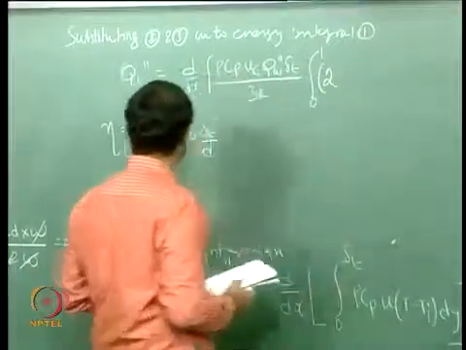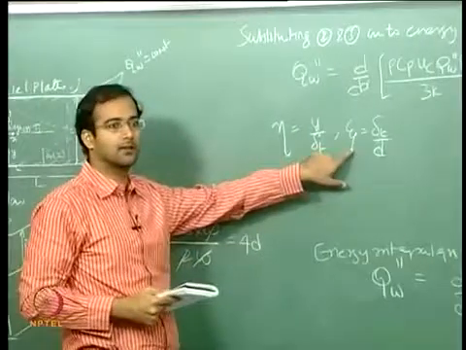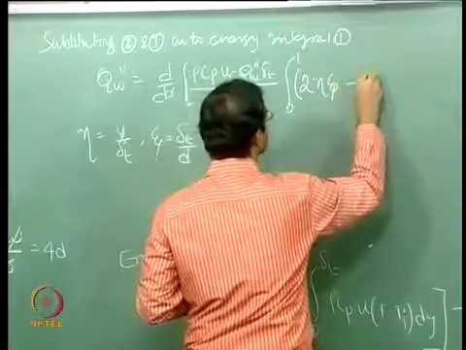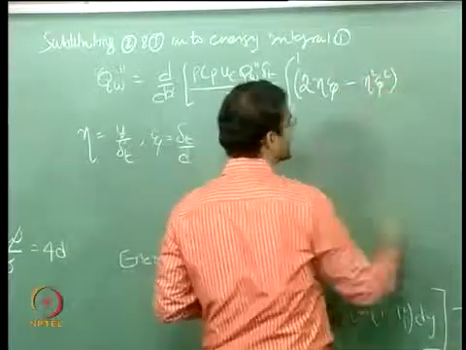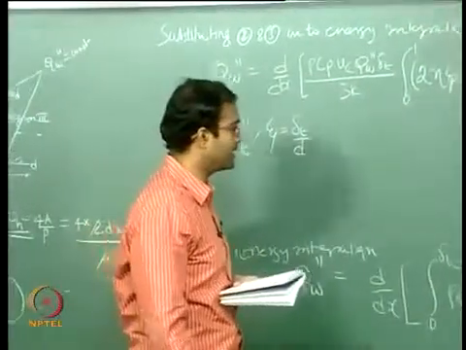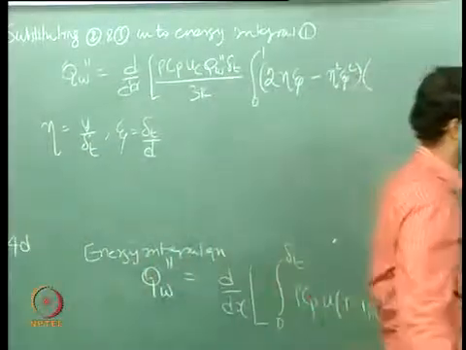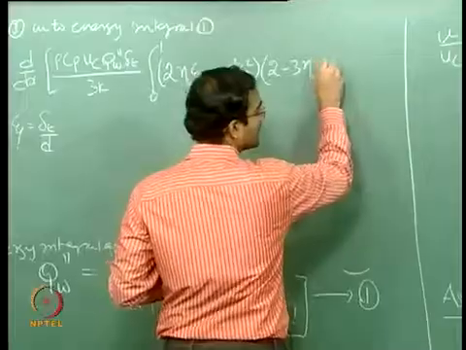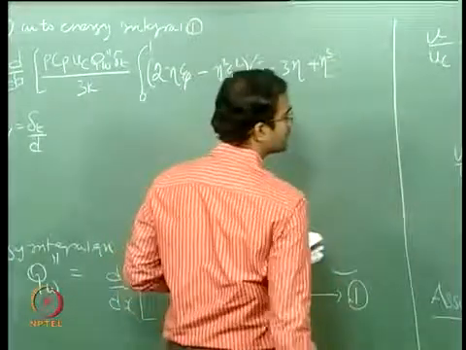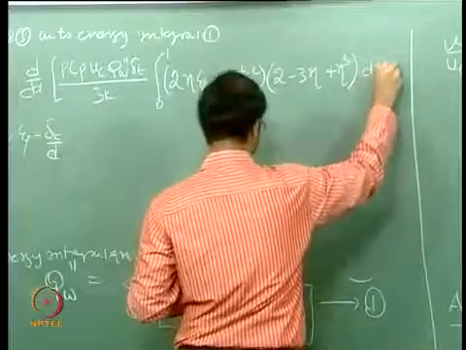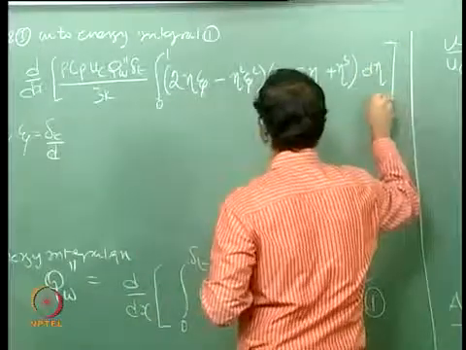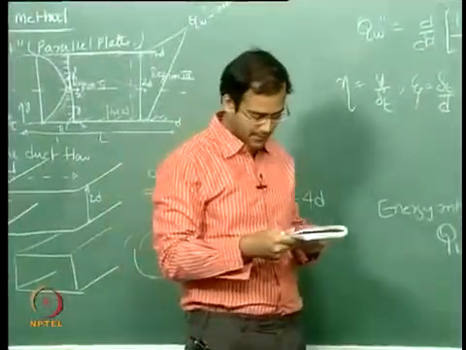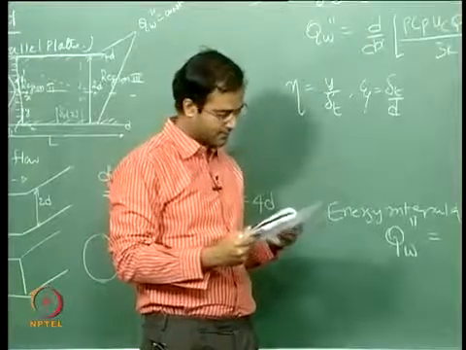y by d can be written as eta into zeta. So this is eta zeta minus eta square zeta square. This is your velocity profile into t minus ti. Already you have taken the constant out, so that will be 2 minus 3 eta plus eta cube, d eta. Okay, so now you have to simply integrate the resulting equation.